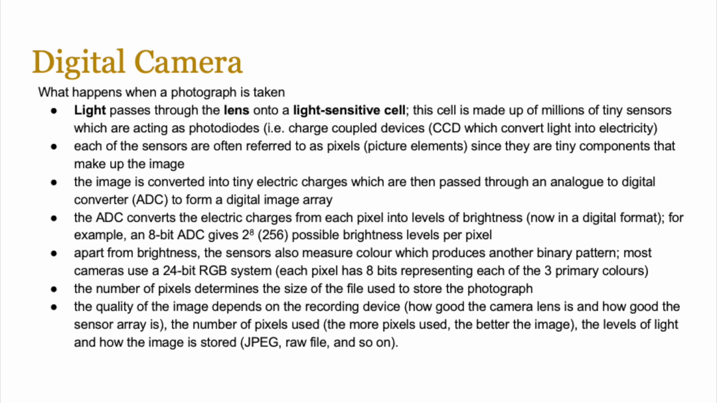Now, there are a number of factors that can influence the quality of an image captured by a digital camera, and that depends on the camera itself, how good the camera's lens is, and how good the camera's sensor array is. Also, the number of pixels that you use: the more pixels you use, for example a higher resolution image, the better the image quality will be, but the greater the file size will be. The levels of light that you use and how the image is stored. Are you going to store it as a JPEG, which is a compressed format, versus a RAW file, which is an uncompressed format? That can influence the quality of the image itself.